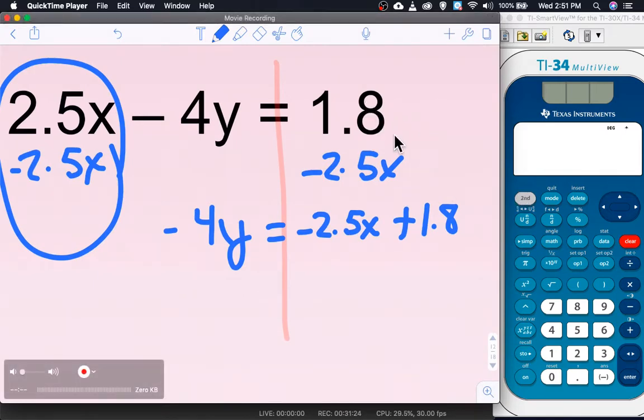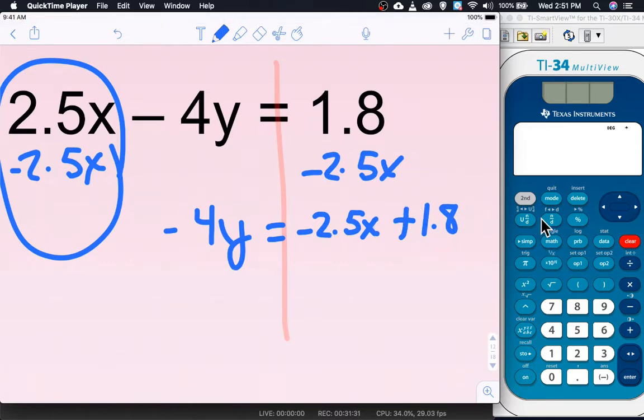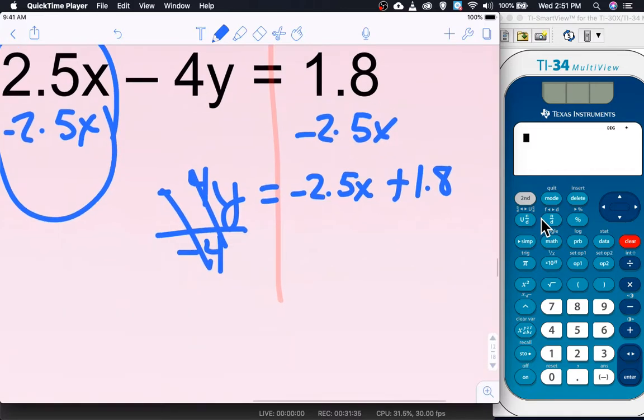Again, the two pieces do not combine because they're not like terms. They have different variables. So I just bring both down. I'm then going to divide by negative 4 to get the y variable by itself. And we have, maybe it might be calculator time.